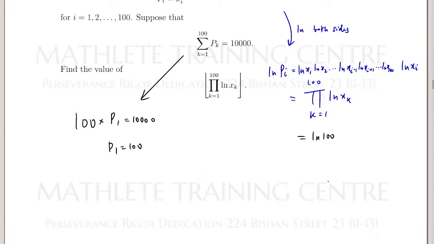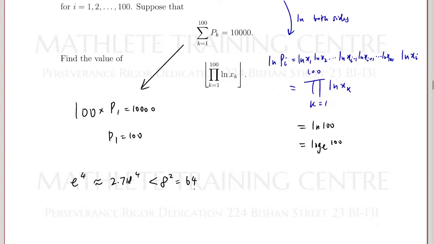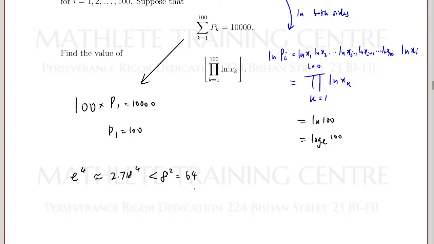The main thing here is to think. Ln of 100, it's basically base e, so it's between e to the power of 4 and e to the power of 5. Is e to the power of 4 obvious? Not necessarily. But you can see that e to the power of 4 is roughly 2.718 to the power of 4. Here, 2.7 squared is obviously less than 8 squared, so this is going to be less than 64. So e to the power of 4 will obviously be less than 100.